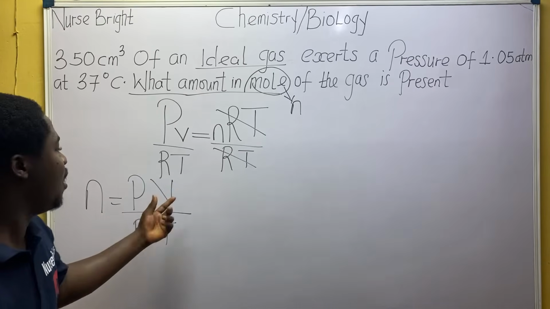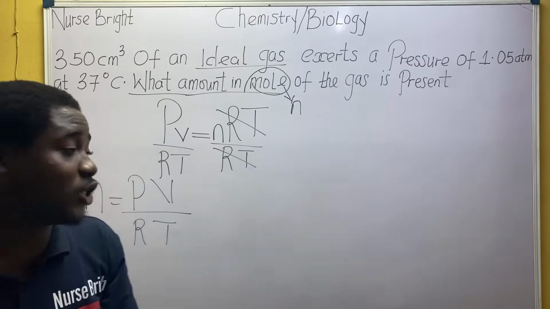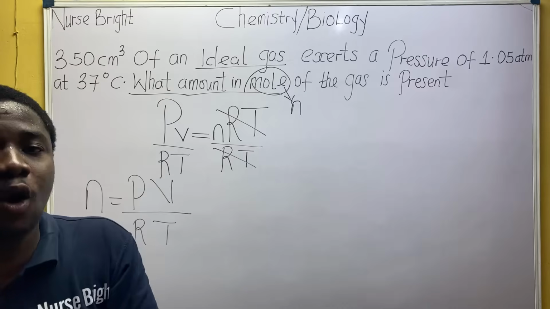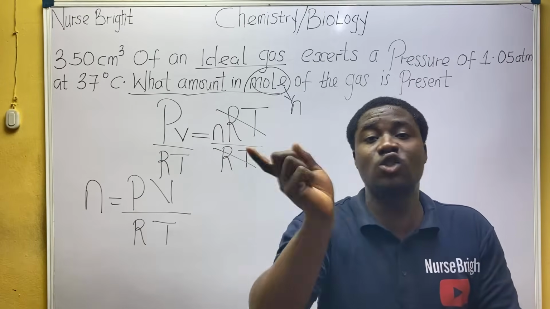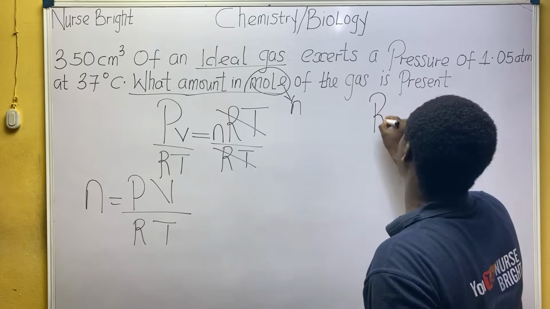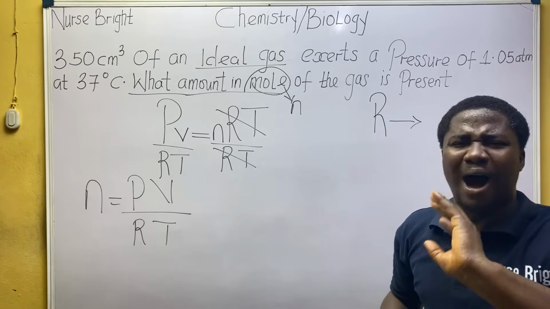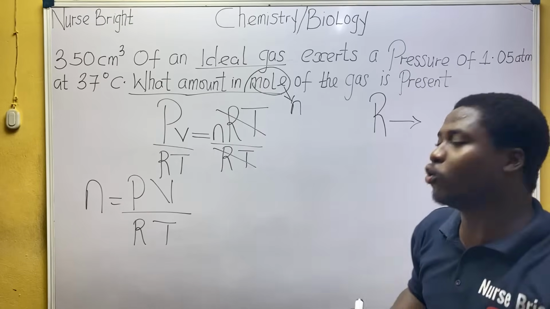By this time you are supposed to know what P is. P is pressure, V is volume, T is not time but rather temperature, and R is what they call the molar gas constant. R is not rate constant, it is called molar gas constant. For your level, there are about two constants to note, but I advise you to just know one. If you understand how to use one, you are good to go.